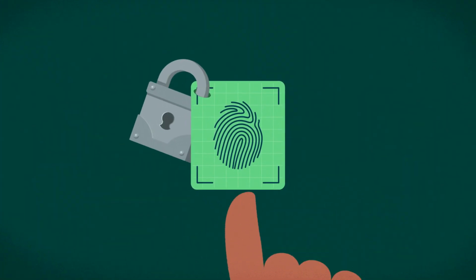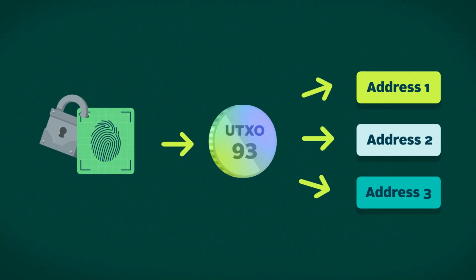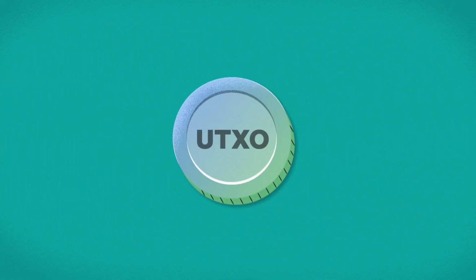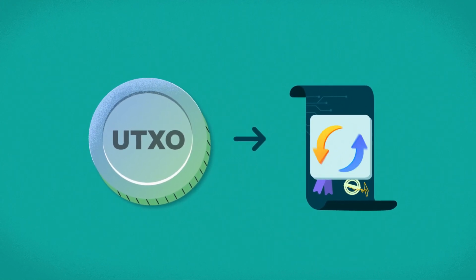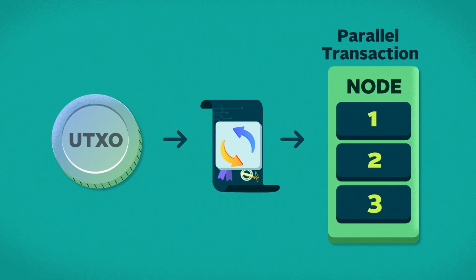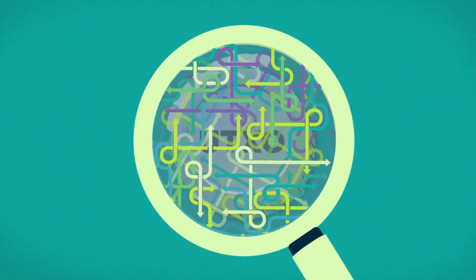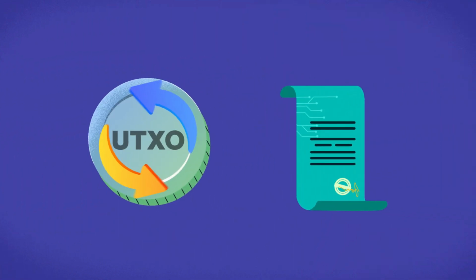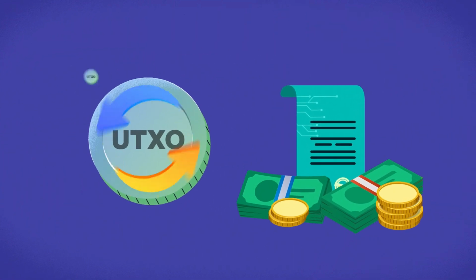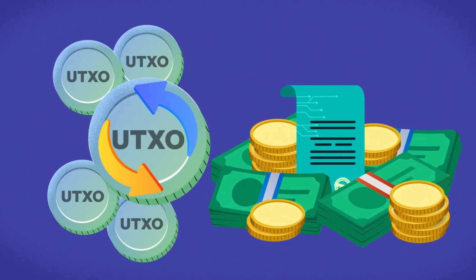The UTXO model, for instance, offers better privacy, since each transaction typically uses a different address, which can make it harder to trace. Also, since each UTXO is independent, it more easily enables parallel transaction processing. However, on the flip side, the UTXO model is more complex, plus transactions may be larger in size compared to account-based transactions, especially when multiple UTXOs are involved.